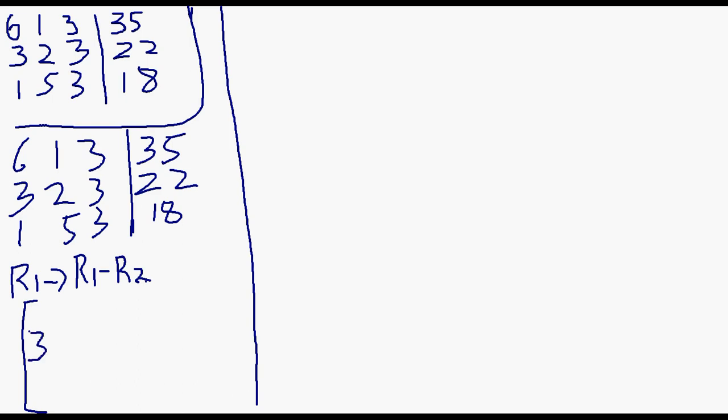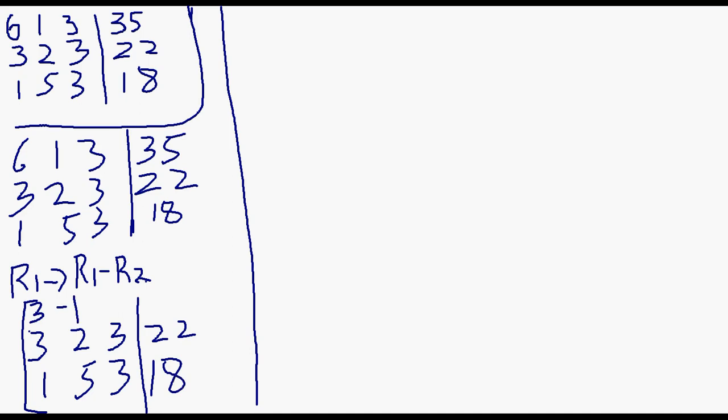So let's write row 2 and row 3 down. 3, 2, 3, 1, 5, 3, 2. 6 minus 3 is giving us 3. 1 minus 2 is giving us -1. 3 minus 3 is giving us 0. And then 35 minus 22 is giving us 13.